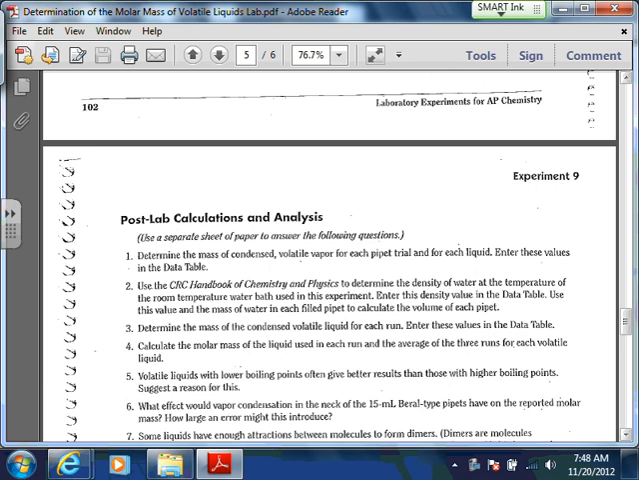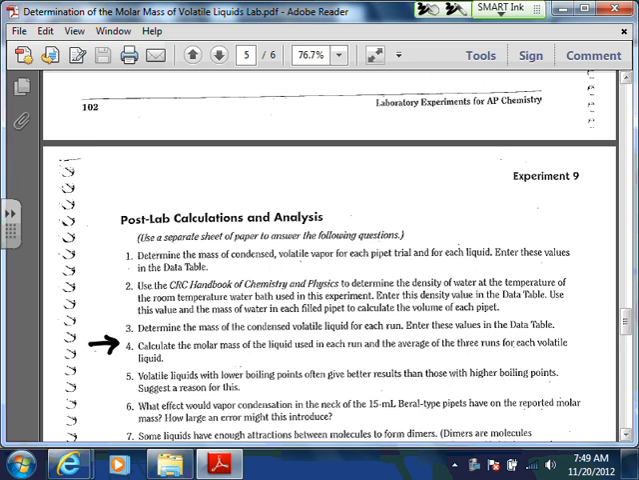Use the CRC Handbook of Chemistry and Physics to determine the density of water at the temperature. Now, they say to use the Handbook of Chemistry and Physics. Again, you should be able to find this online. It shouldn't be that difficult. Determine the mass of the condensed volatile liquid for each run. Okay. Again, I just told you how to do that. Calculate the molar mass of the liquid used in each run, and the average. And again, you're using the same equation for number 4 here. Okay, that's the one that you're going to use there.